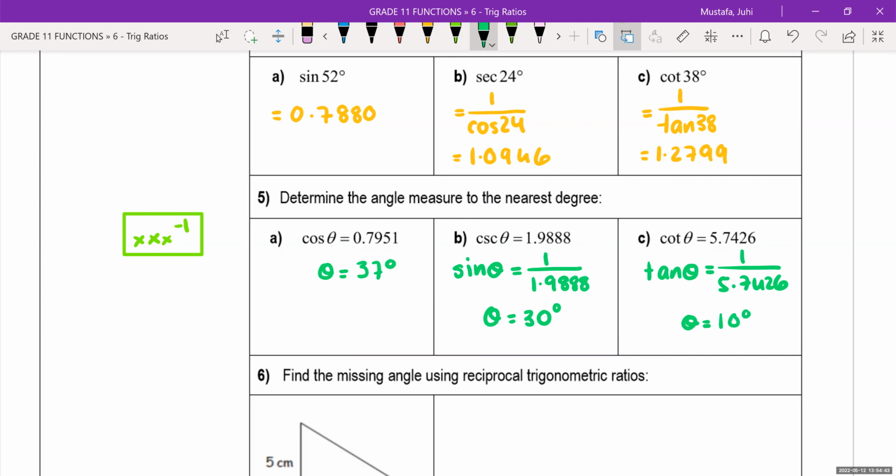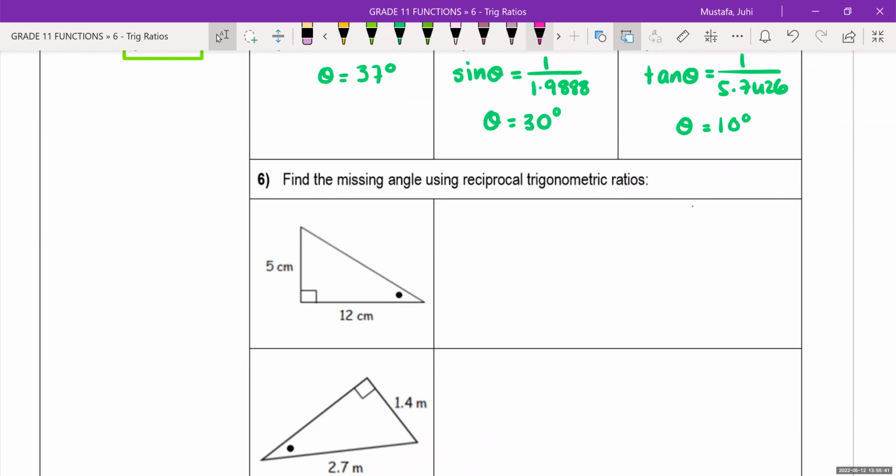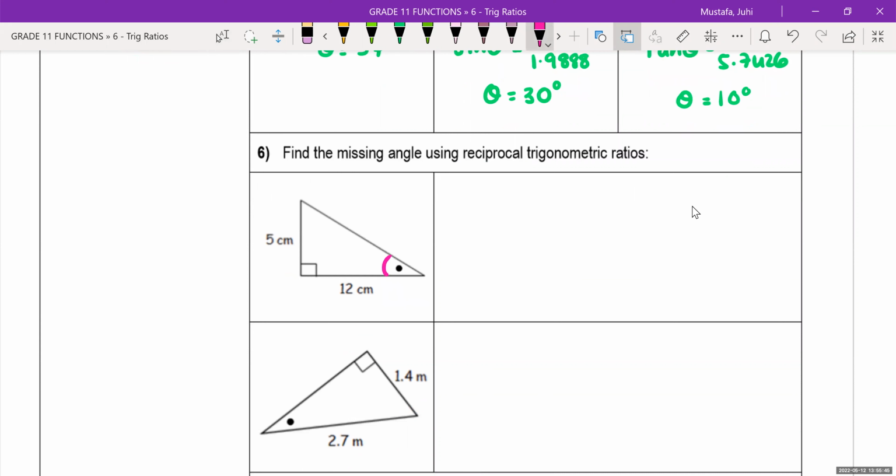So here's another useless question, question number 6, because it says, find the missing angle using the reciprocal trigonometric ratios. Why is this silly? Well, look at this. If this is our angle theta, I know this is opposite, this is adjacent, and this is the hypotenuse. If I'm trying to find that angle just using SOHCAHTOA, what am I going to use?